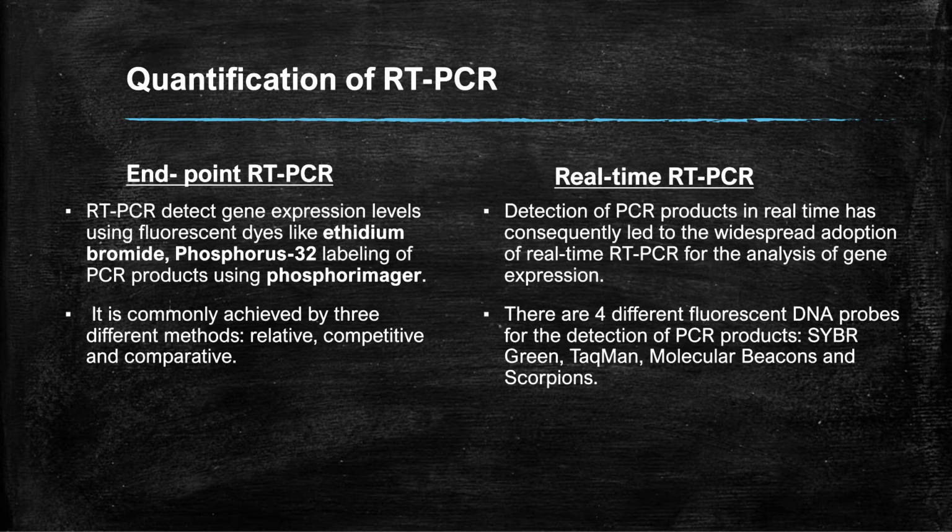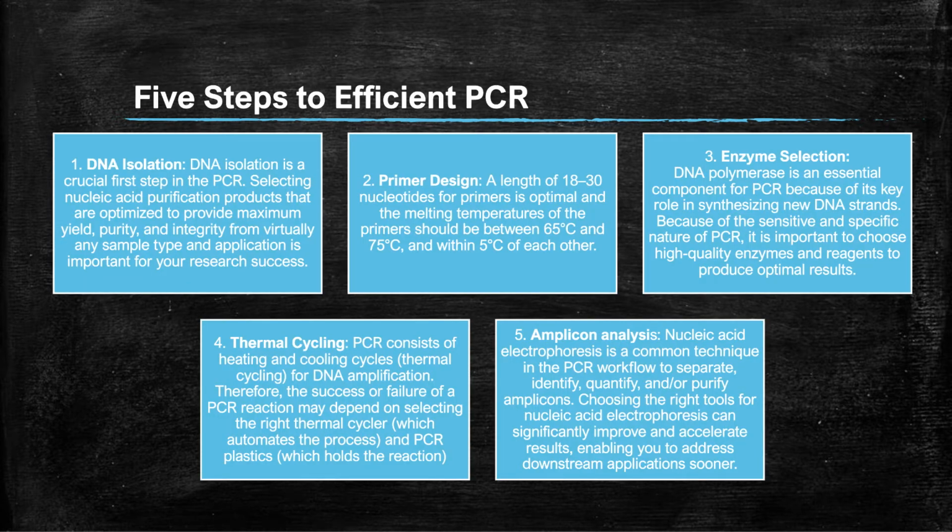There are four different DNA probes for the detection of PCR products. The main ones are SYBR Green and TaqMan, molecular beacons, and scorpions. Now we're going to speak about the 5 steps for an efficient PCR, basically the endpoint RT-PCR.